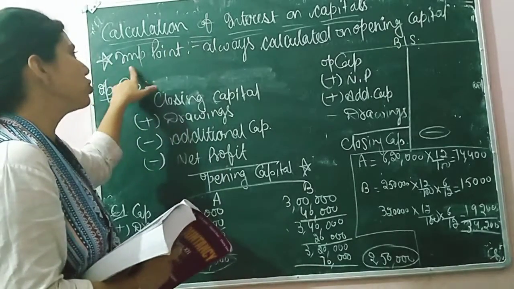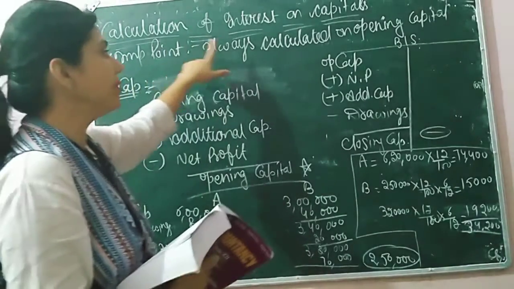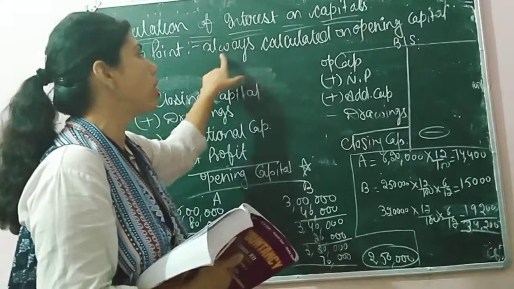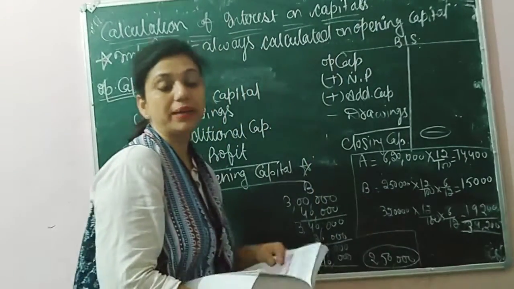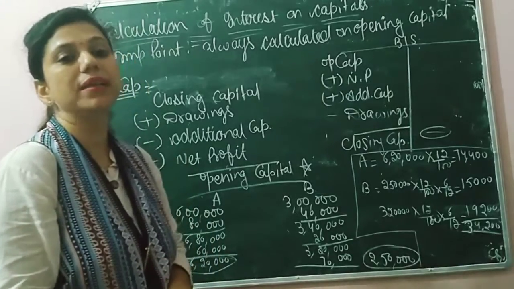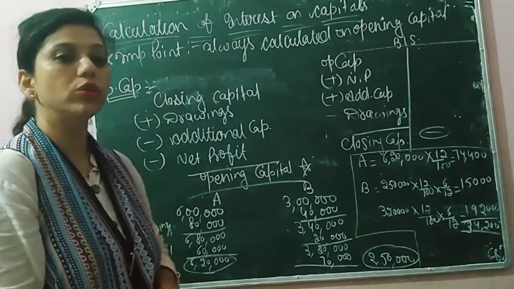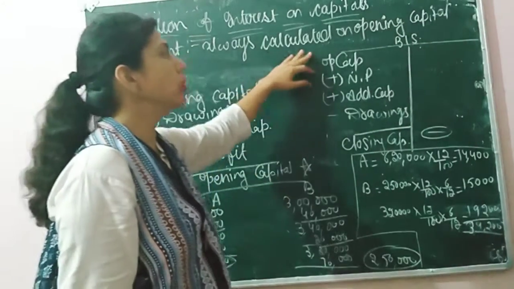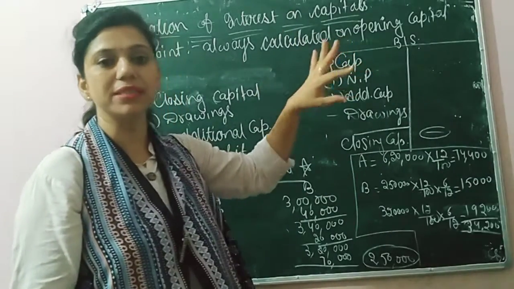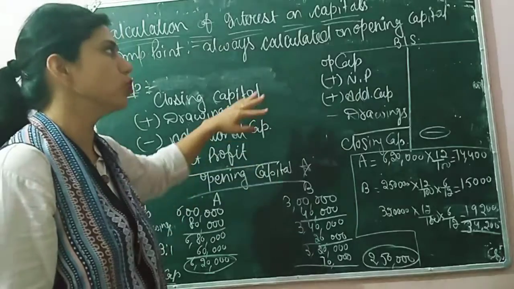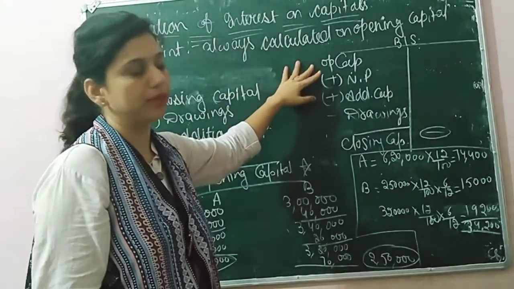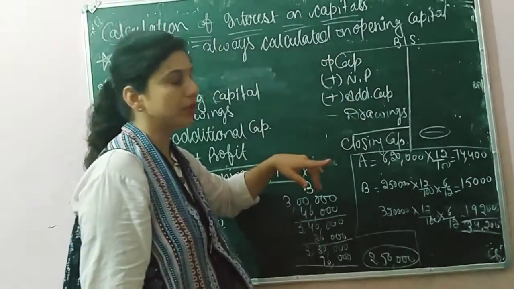The first thing you must learn is that interest on capital is always calculated on opening capital. Keep it in mind that interest on capital is always calculated on opening capital. So if opening capital is given in the question, well and good. If not given, then you have to calculate opening capital. How will it be calculated?